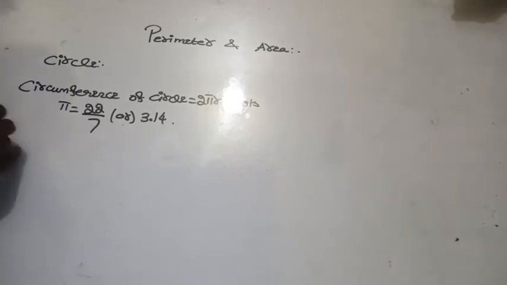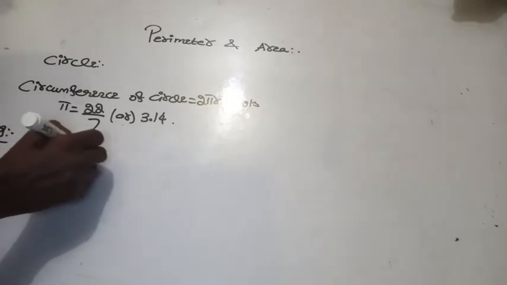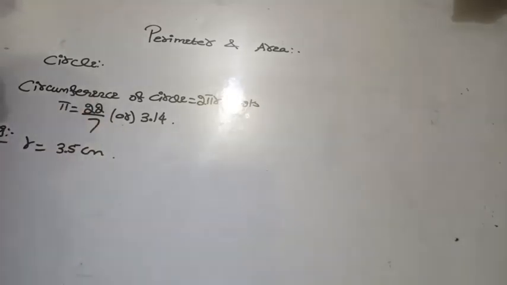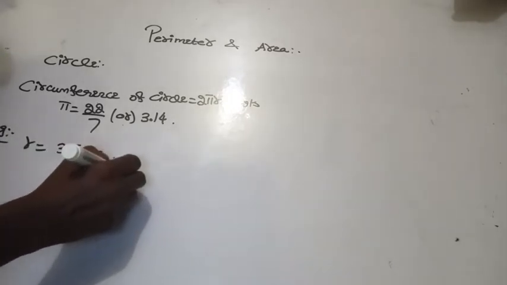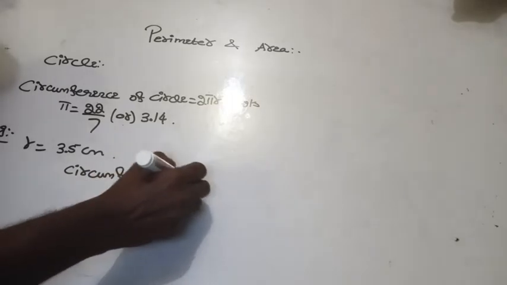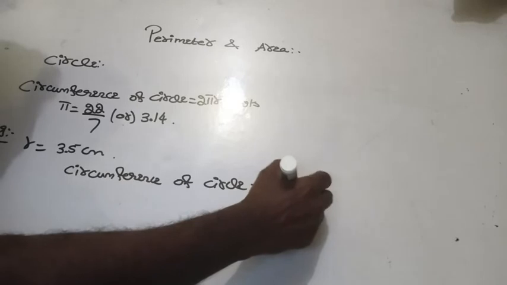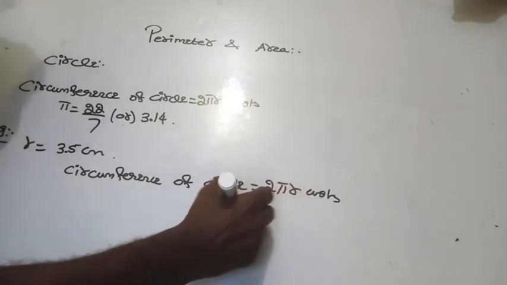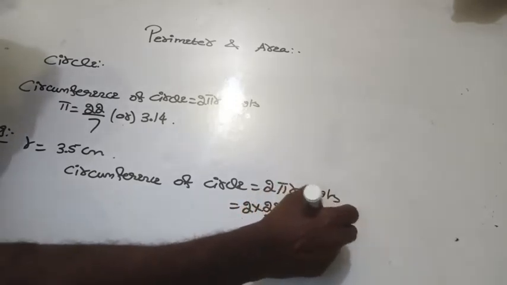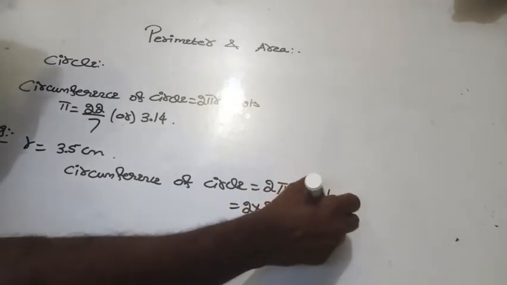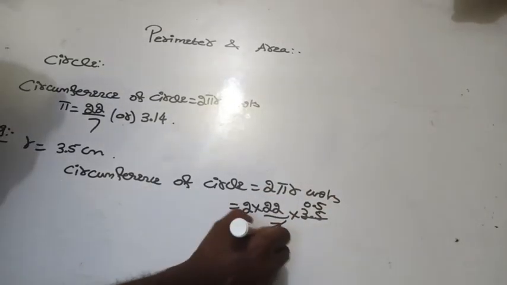For example, if the radius of the circle is given as 3.5 centimeter, what will be the circumference? The circumference of the circle is 2 pi r units. Then 2 into 22/7. Radius is 3.5. 1 7 is 7, 5 7s are 35. 2 into 5 is 10. That means 1 into 22 is 22 centimeter.